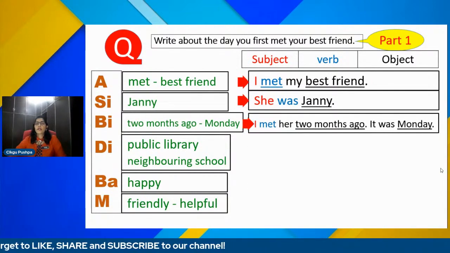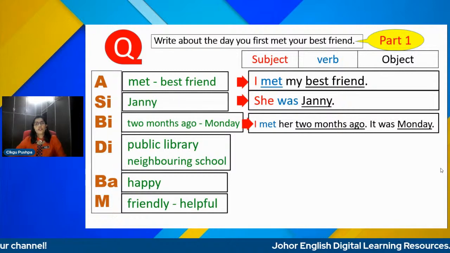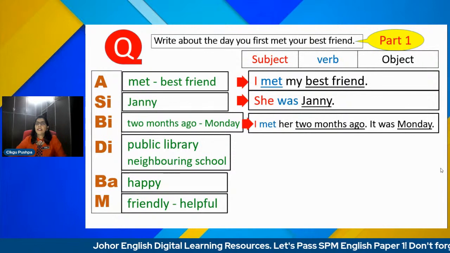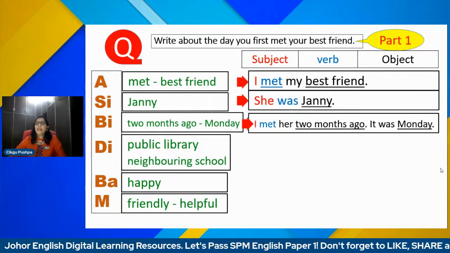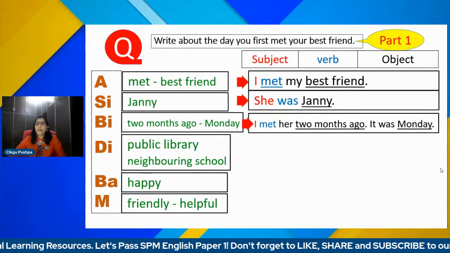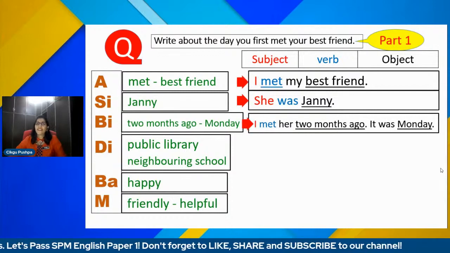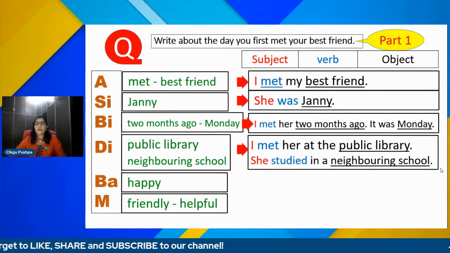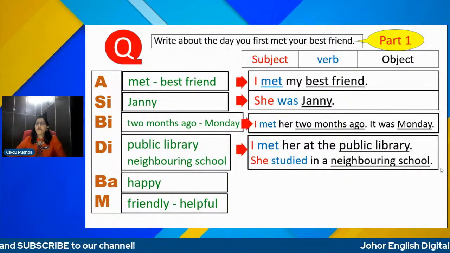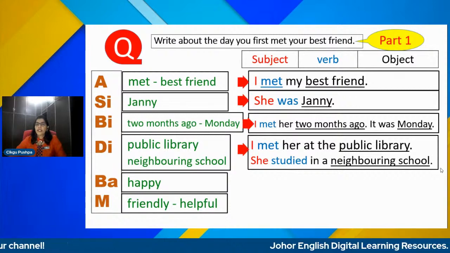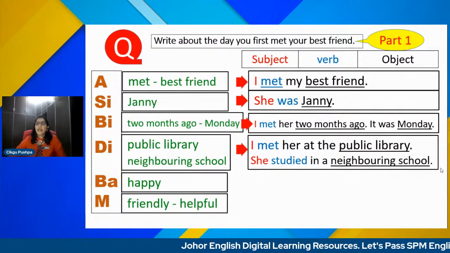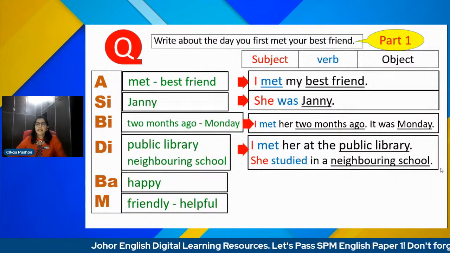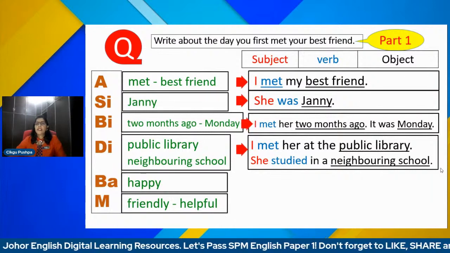Now, the next one, 2 months ago. So how are you going to construct the sentence? Well, I met her 2 months ago. So since you have another point there, Monday, so you can have another sentence. It was Monday. Let it be simple because you are writing and definitely you'll get marks. Happy, right? All right, let us move on. The next point is public library and also neighboring school. So you can construct two sentences here. I met her at the public library. Another sentence, she studied in a neighboring school.